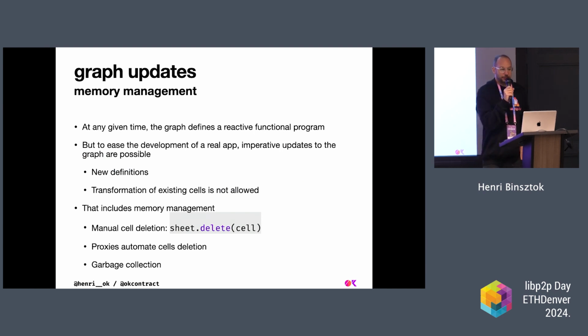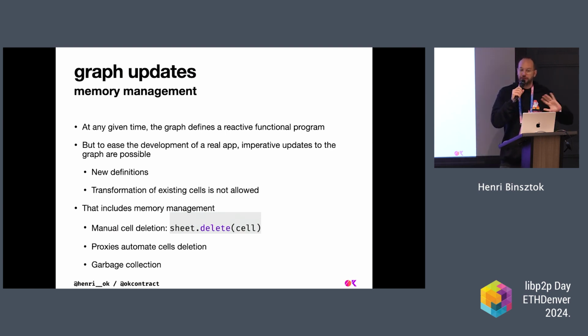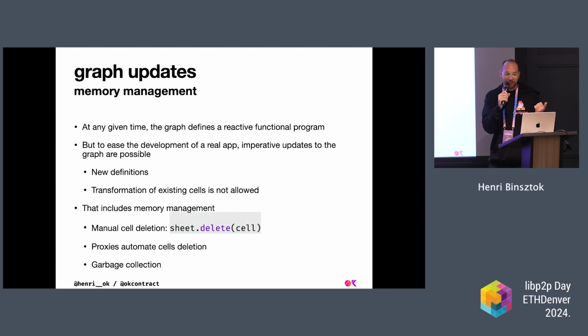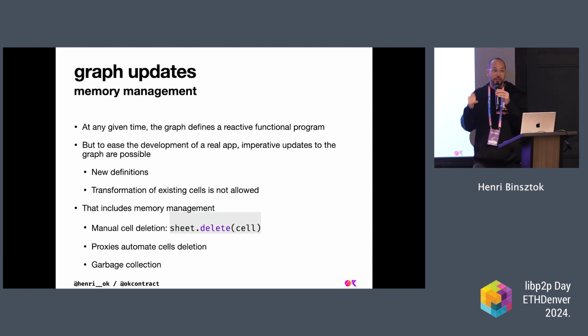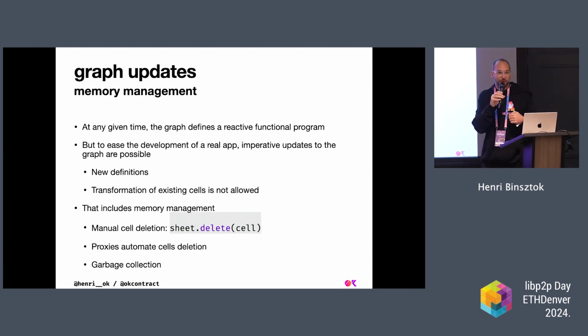So let's talk about graph updates and memory management. Basically, at any given time, the graph defines this functional reactive program. But to ease, let's say, building more complex applications, including GUIs, we need sometimes imperative updates to the graph. So at each time, the graph is valid, but we can add new definitions to the graph. Transformation of existing cells, unless setting the value of an existing cell, is not allowed because this enables us to do a lot of statistical analysis and doing much more in the safety part of the runtime.